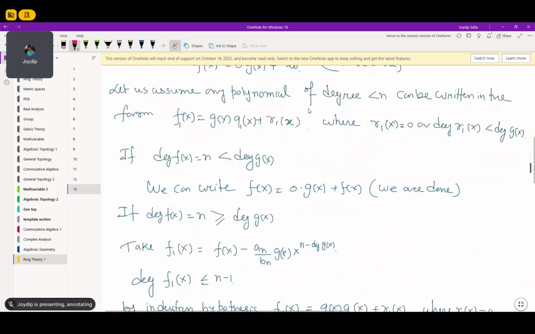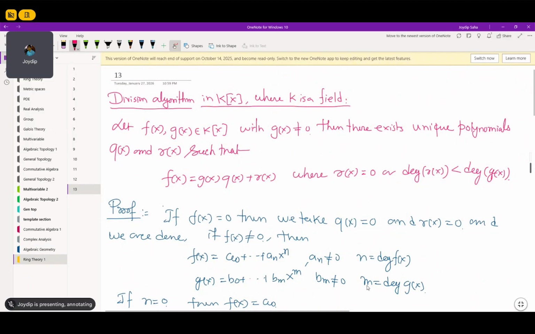here Q(x) is called the quotient, and R(x) is called the remainder of the division of f(x) upon g(x).